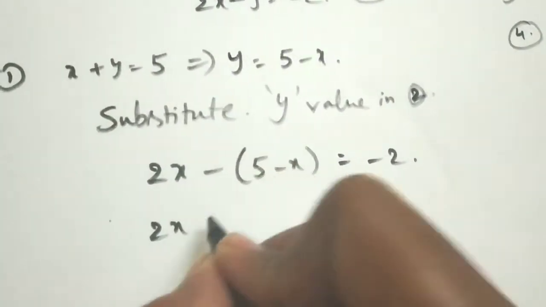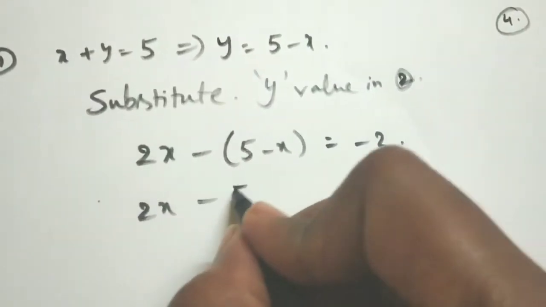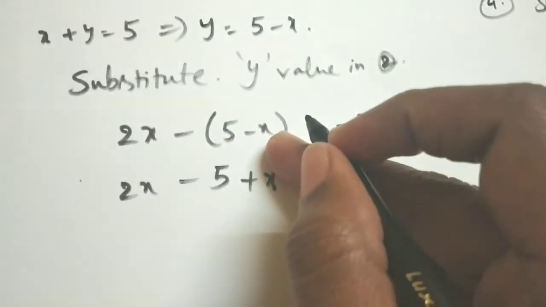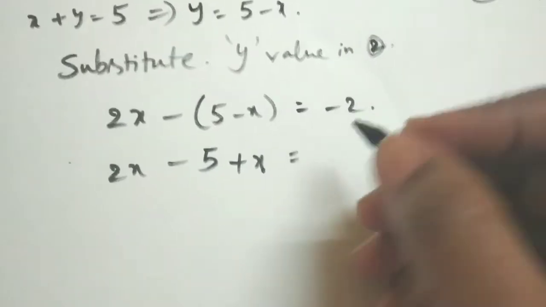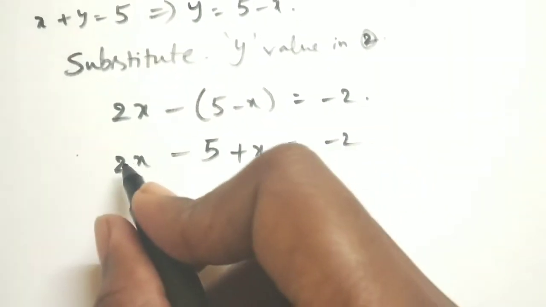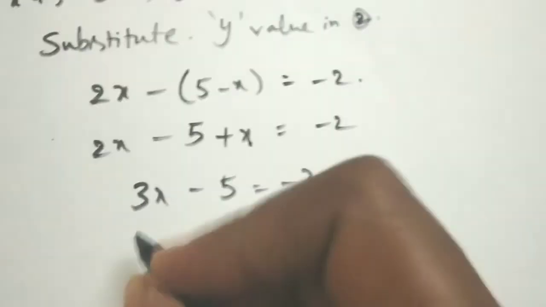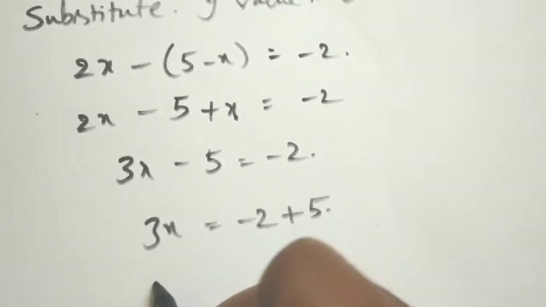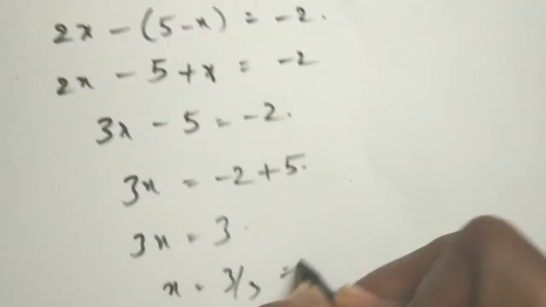Now simplify: 2x minus, multiply minus with the full bracket. Minus 5, then minus into minus, plus x, it will change. If you are not taking the brackets, here the sign will change. Be careful of the brackets. Is equal to minus 2. That is 2x plus x, simplify the variables: 3x minus 5 equal to minus 2. Transfer this minus 5 to that side, plus 5. 3x is equal to 3, x is equal to 1 you will get.